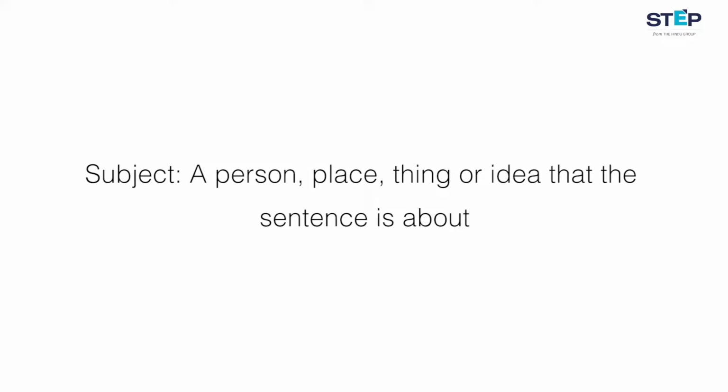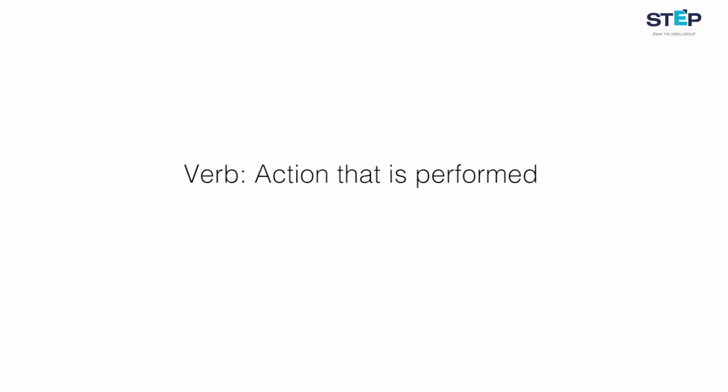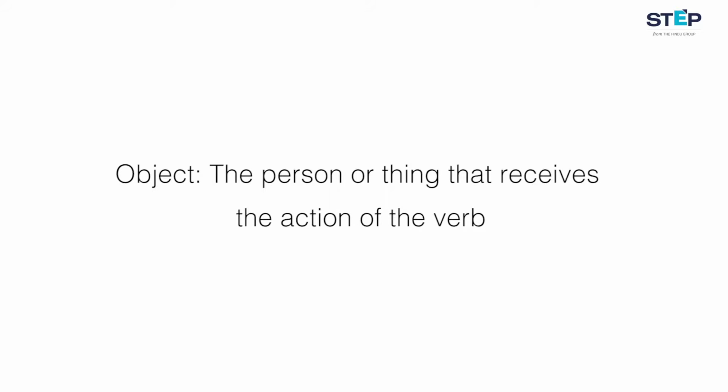The subject of a sentence is the person, place, thing, or idea that the sentence is about. The verb is the action that is performed. The object is the person or thing that receives the action of the verb. What do you think is the structure of a sentence in the passive voice?